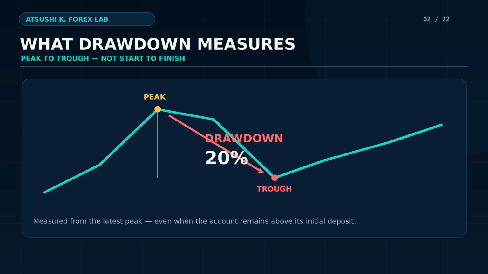Drawdown measures the decline from a previous account peak to a later trough. If equity reaches $10,000, falls to $8,000, and then climbs to $9,000, the drawdown from the peak is still 20% until that old peak is recovered. This is different from asking whether the account is above its original deposit. A strategy can be profitable from day one and still be in a serious drawdown from a newer high. The reference point moves upward with each new peak, which is why peak-to-trough tracking matters.